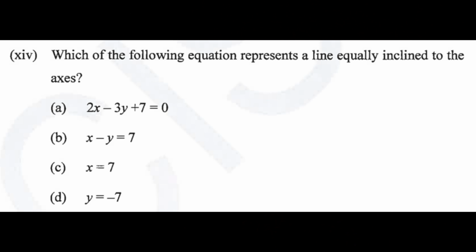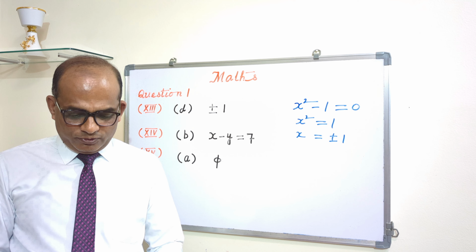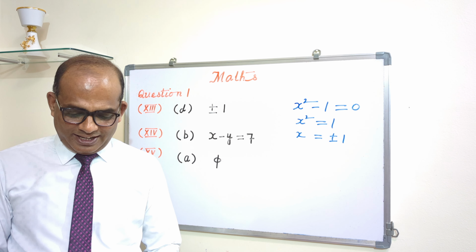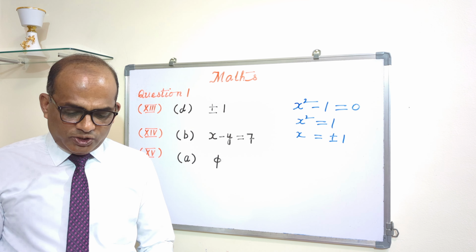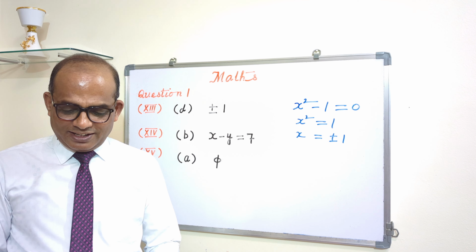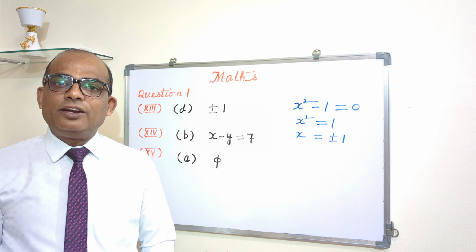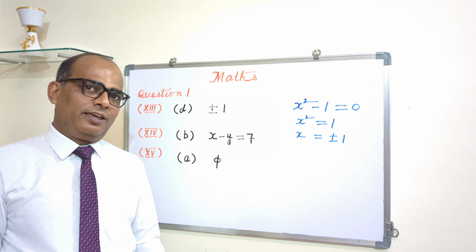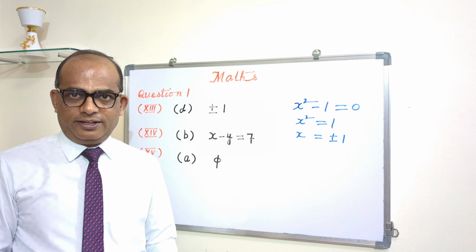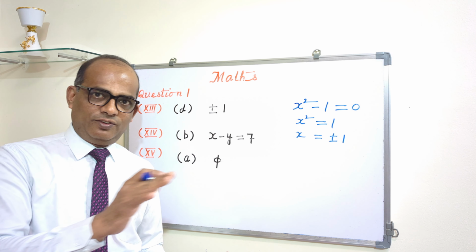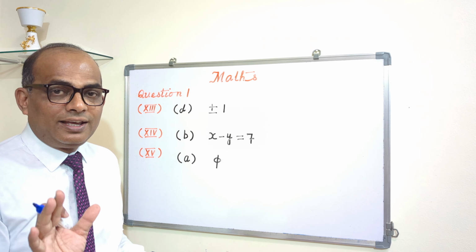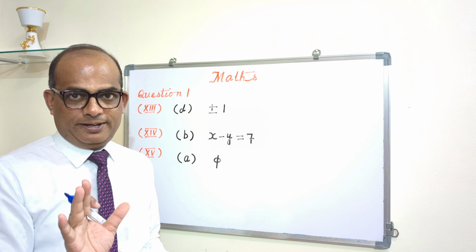Now the next question, question number 14, and the question is: which of the following equations represents the line equally inclined to the axes? 4 options are given, and we have to find out which option is correct. Equally inclined to the axes means the line is making an angle of 45 degrees with the x-axis and with the y-axis also. Theta should be 45 degrees.